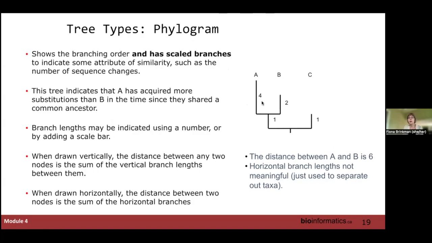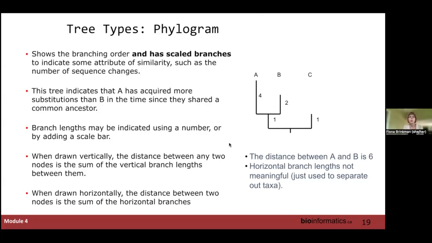So you could have, for example, this tree here, where you have four changes on this branch and two changes on this branch and one on this and one on this. So this tree indicates that A has acquired more substitutions than B since the time they shared a common ancestor. And you can show this with a number, but you can also just have the length, right? And just show it via length. And you can have a little scale bar where you'll often see in trees a 0.1 and a line beside it. And that's indicating number of substitutions per site.